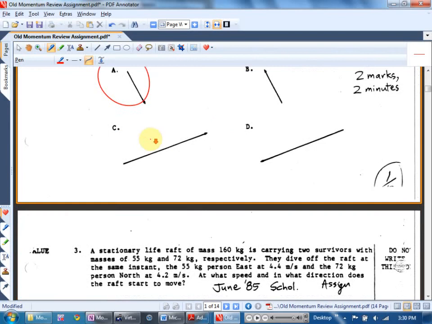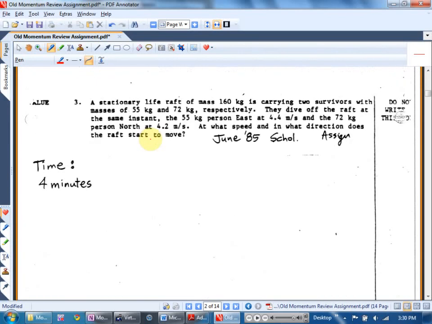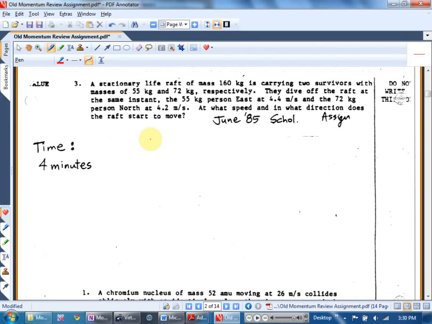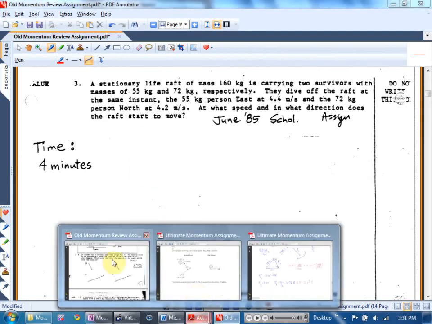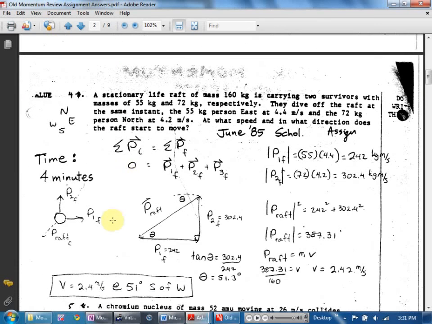Number 3, a stationary life raft is carrying 2 survivors with masses of 55 and 72 kilograms respectively. They dive off the raft at the same instant. Before they dive, what's the momentum of the 2 people and the raft included? Yeah, 0. This is an explosion, a slow explosion. But when you do this question, you would go, okay, my initial momentum is 0. First person, second person, raft.